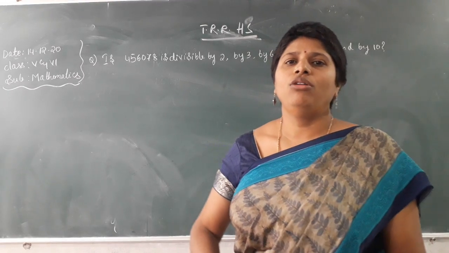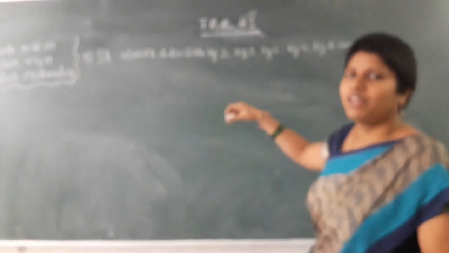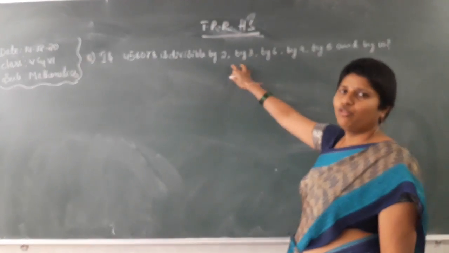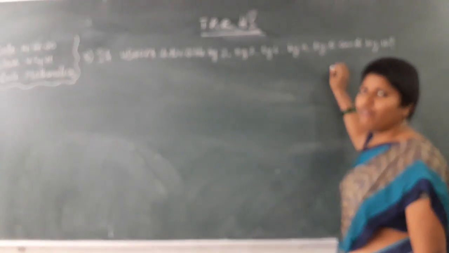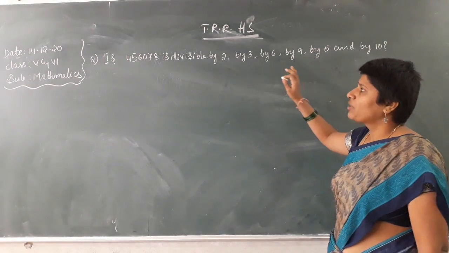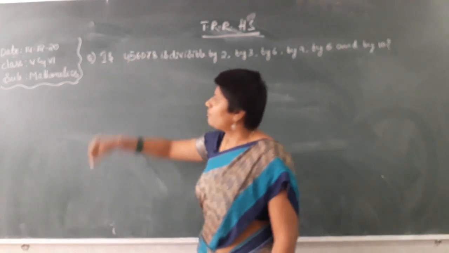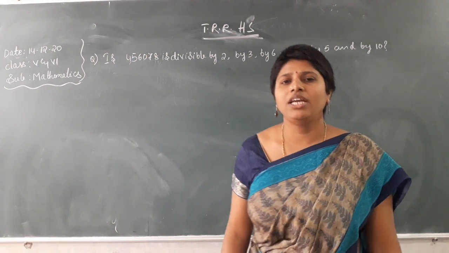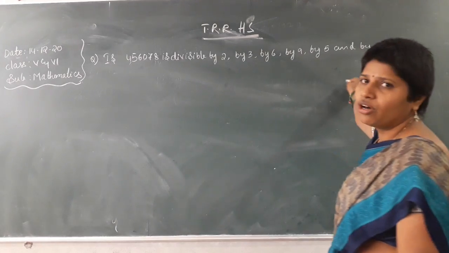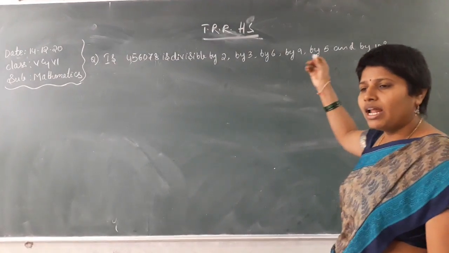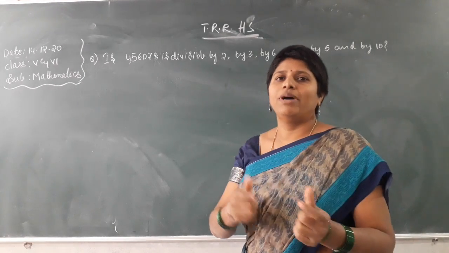So as you all know, we have studied these divisibility rules. In the last class we saw divisibility by 2, by 3, by 6, by 9, by 5 and by 10. Okay. So here I have taken one example. This is my number. So what is the number? 4,56,078 is my number. Now I want to check whether it is divisible by all of these or not. In the last class, we checked one by one. First we checked by 2, then by 3.